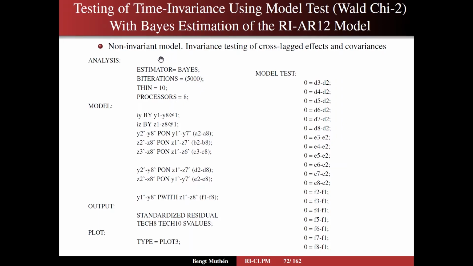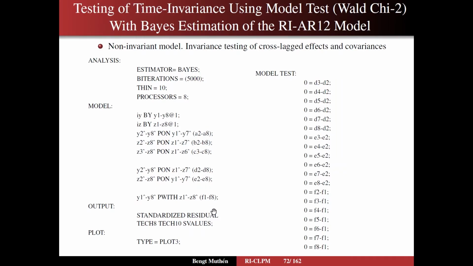So here we do it in the Bayesian context, and here I have asked for at least 5,000 iterations, thinning of 10, processes equal 8, and specify it with the hat approach. So here is the autoregressive for y of order 1, and for z we do it of order 1 and order 2, so the AR12 as we call it. And then we have the cross-lagged effects and the contemporaneous covariances between the residuals.